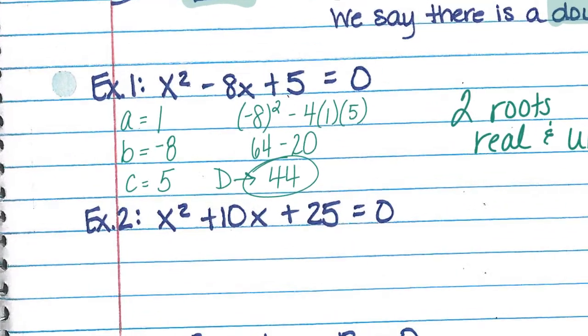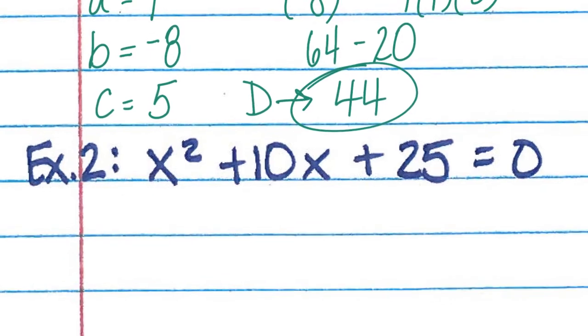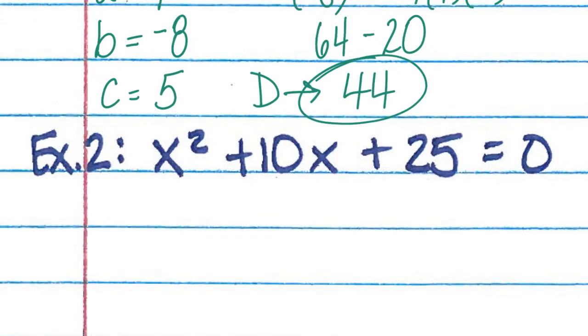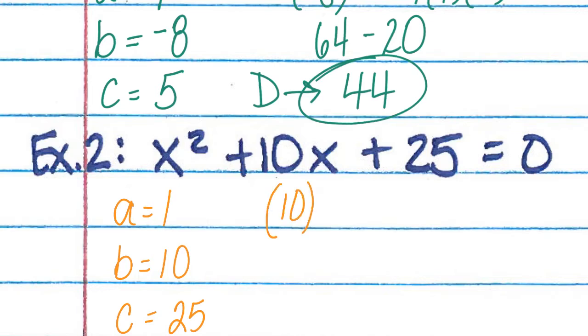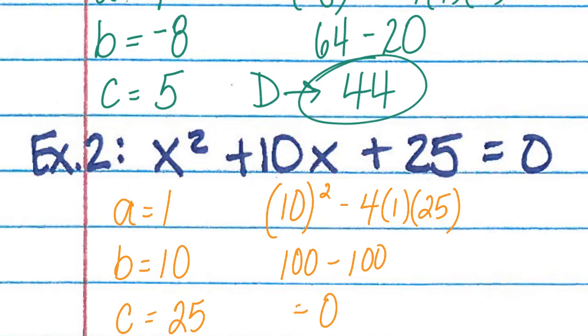All right, moving on. What if I have x squared plus 10x plus 25 equals 0? What is my a? 1. What is my b? 10. What is my c? 25. So we have b squared minus 4ac. So my discriminant is 100 minus 100, which is 0.